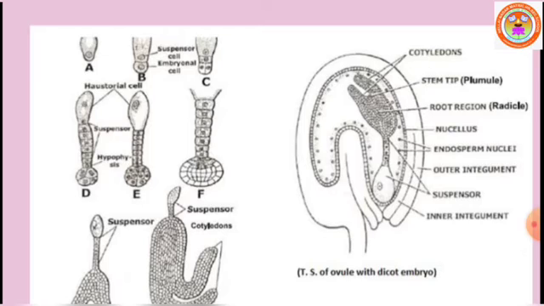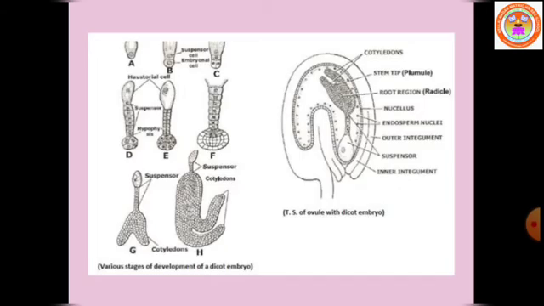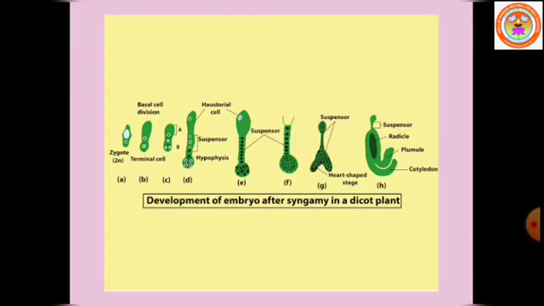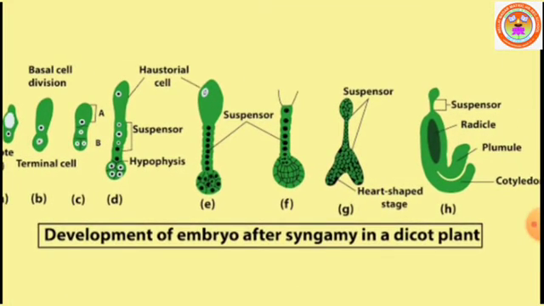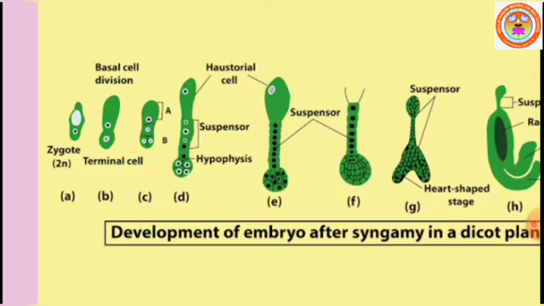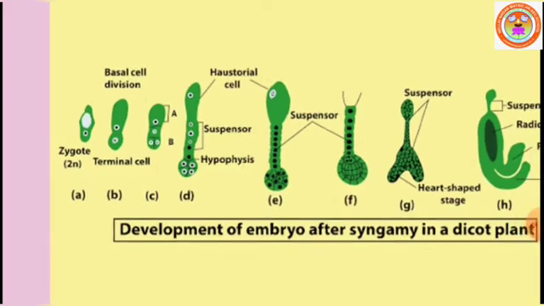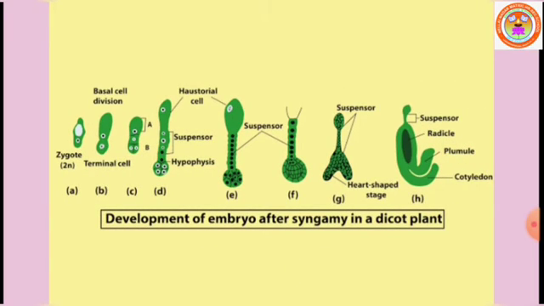By this time, the zygote forms a four-celled structure called the proembryo, which you can see. In diagram C, you can observe there are only four cells. This condition is called the proembryo.